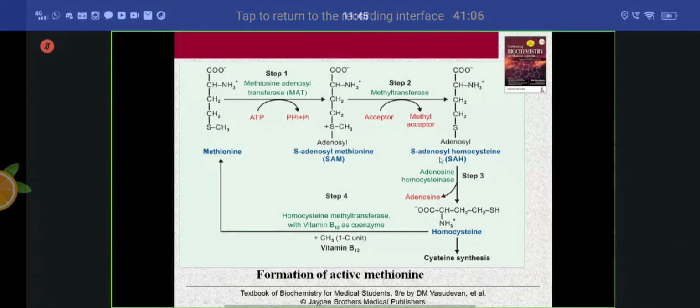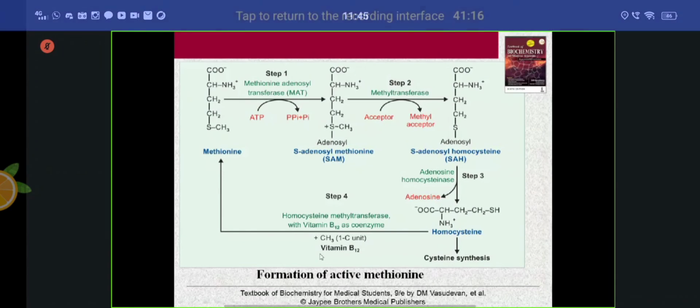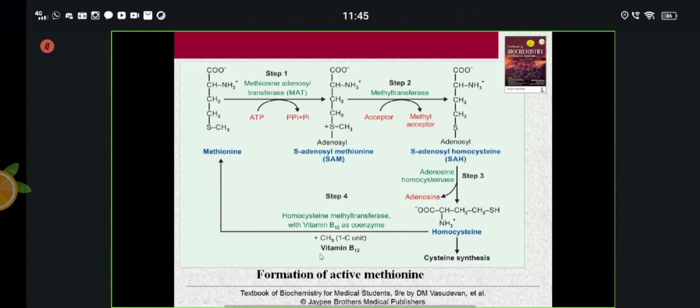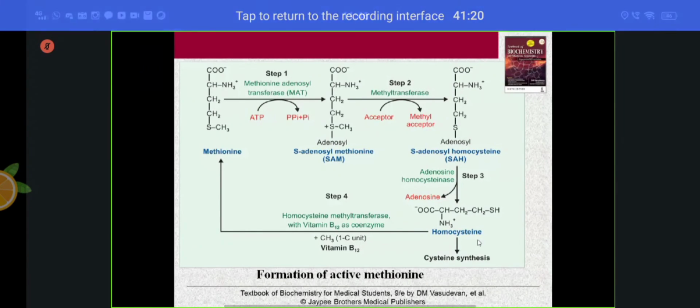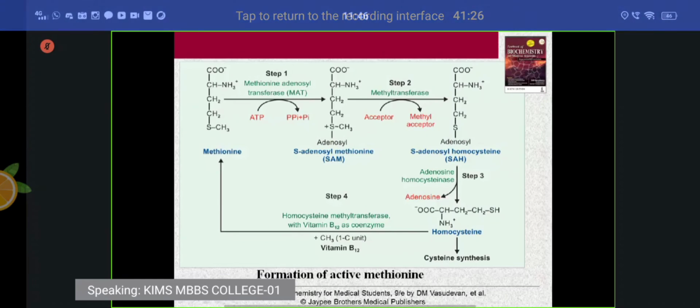Now, if you remove adenosine, what will you get? Homocysteine. It's a very important reaction. Homocysteine converting to methionine requires vitamin B12. Always remember, all of you. It's a very important reaction: homocysteine getting converted to methionine. It requires vitamin B12. So let us follow the whole thing again.